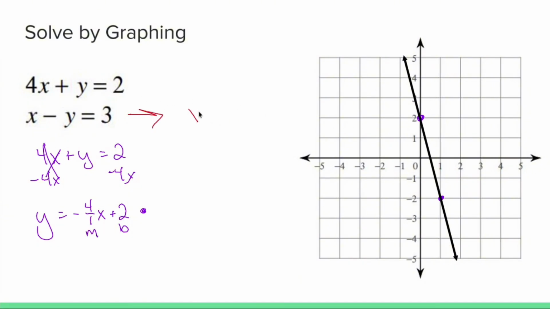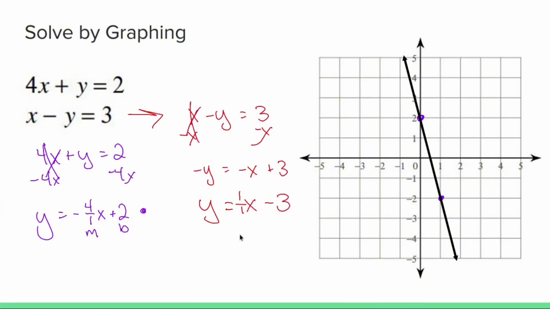Now I have to graph the other one and find out where these two guys intersect. So let's write out x minus y equals 3. Let's subtract x from both sides. Drop down negative y equals negative x, positive 3. Multiply everything by negative 1, or just flip the signs of everything. I'll make it 1 over 1 because of the invisible 1, and then minus 3. So my slope is 1 over 1. My y-intercept is negative 3.